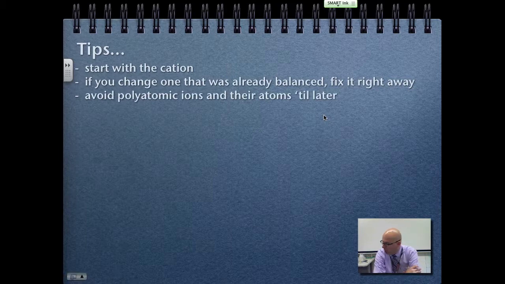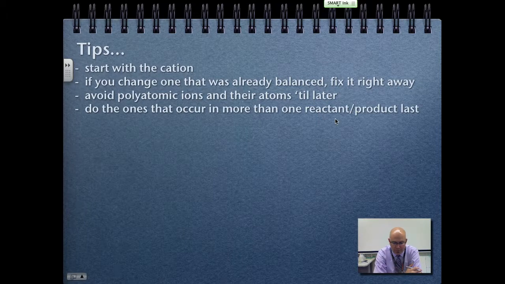I also avoid polyatomic ions and their atoms until later. So if it says sulfate, I would do that S and the O a little bit later on as I go through the process. And I usually do the ones that occur in more than one reactant or product last. That happens a lot with oxygen because it's in a couple of different polyatomic ions. You might see oxygen in every reactant or product in the entire equation. So I would usually do oxygen last. Nine times out of ten, it ends up being completely cleaned up as you go through the other ones.